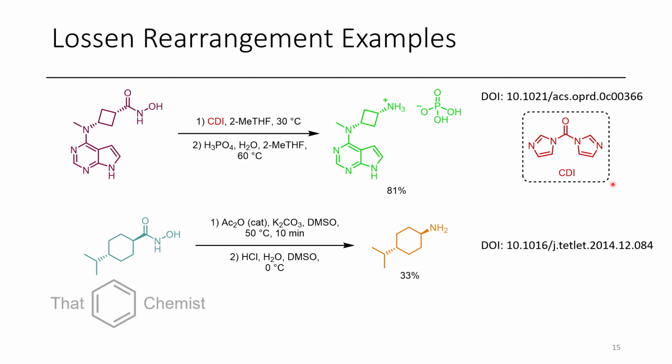So CDI is a nice other way to dehydrate and couple reagents, but in this case, they're using it to activate the OH. So once they do that, they undergo the Lossen rearrangement and they just treat it with acid to get this protonated product, which they were able to purify.